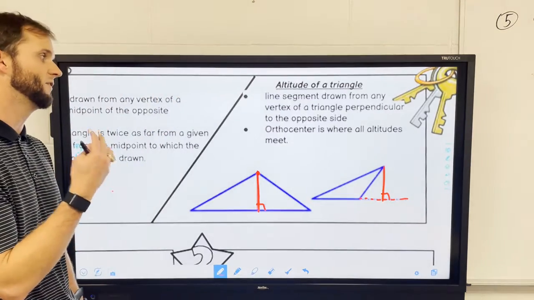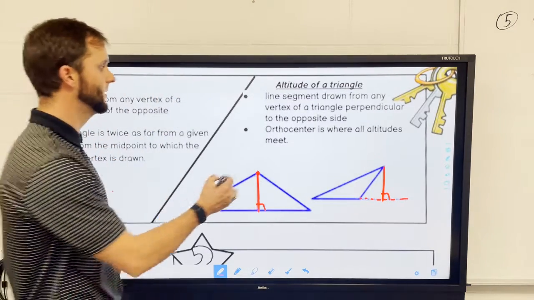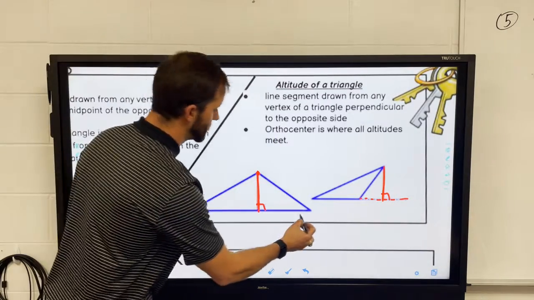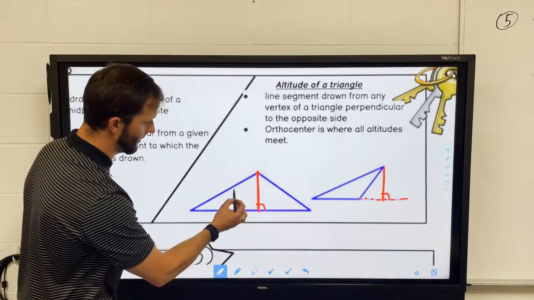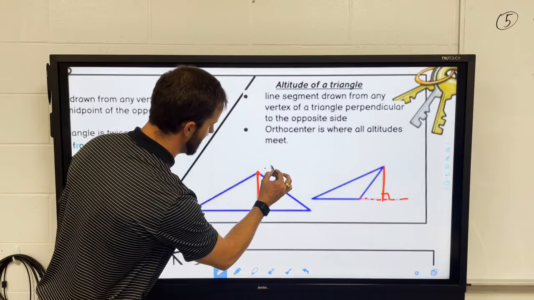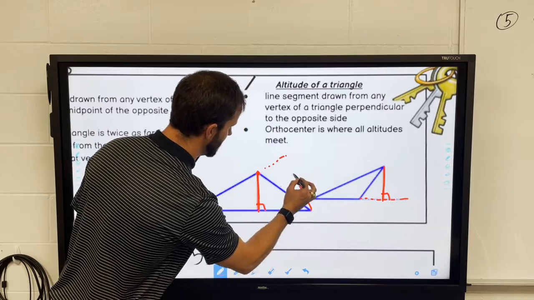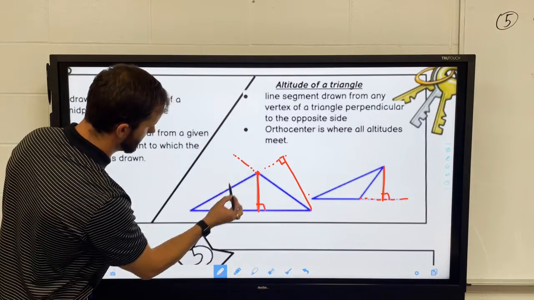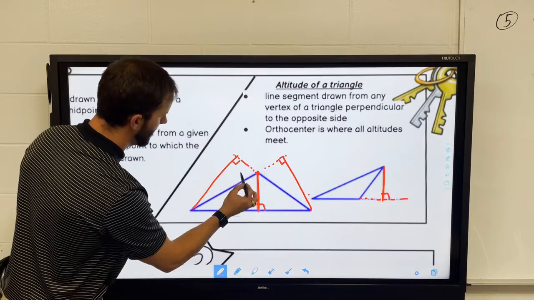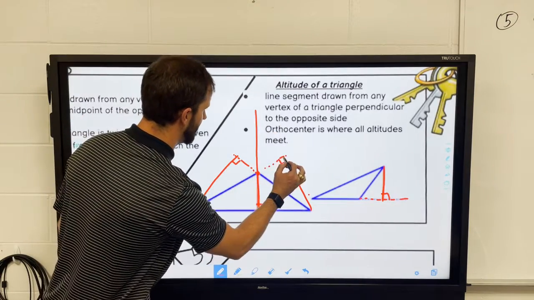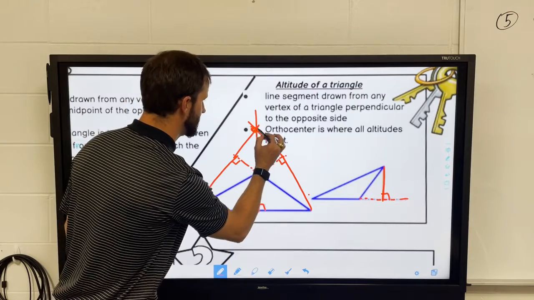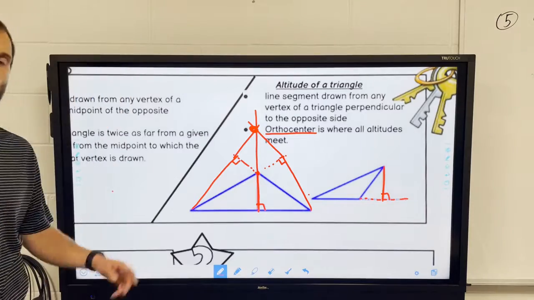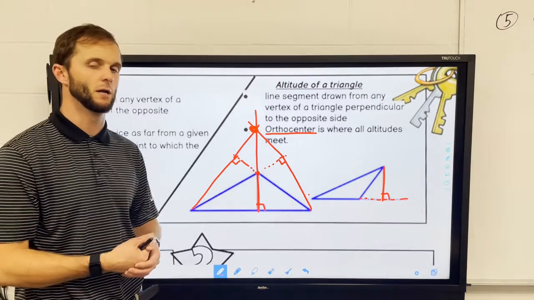Where all three of my altitudes meet is called my orthocenter. For instance, if I drew a line from here to here, that wouldn't make a 90-degree angle. But if I extend my line out here and draw my 90-degree angle, it goes here. If I extend this line out, my 90-degree angle is right here. Now if you look, if I extend this, this, and this, right there is where all three of those meet. That, ladies and gentlemen, is called your orthocenter. When you draw all three of your altitudes, where they meet is called your orthocenter.